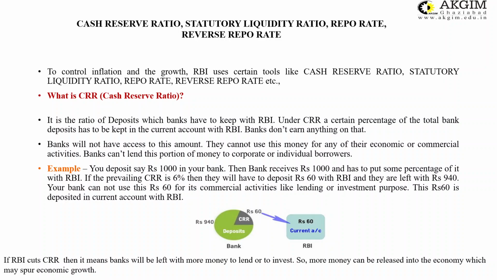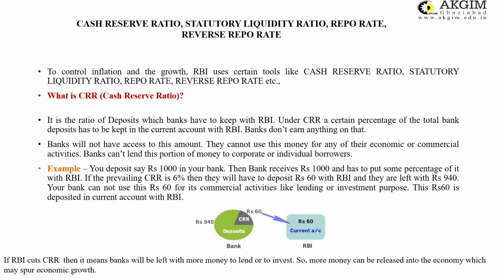Banks cannot use this kind of money. Let us discuss it with the help of an example. For example, you deposit rupees 1000 in your bank, and then the bank receives 1000 from you. They have to put some percentage of it with the RBI. If the prevailing CRR is 6%, it means that out of that 1000 rupees, 60 rupees is the amount of cash reserve the bank is required to maintain with RBI.